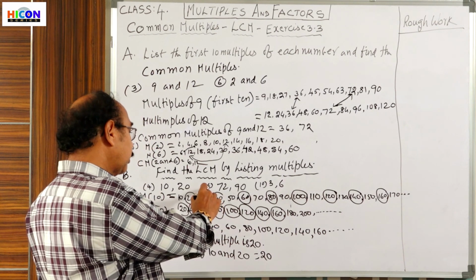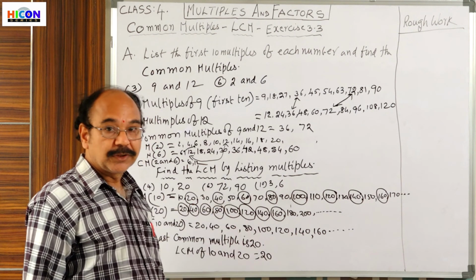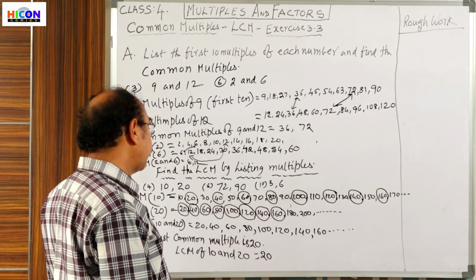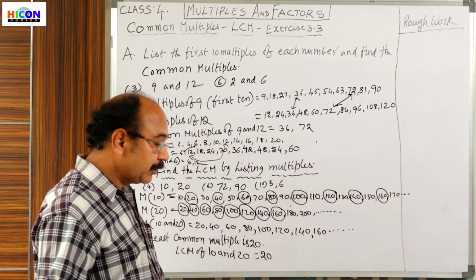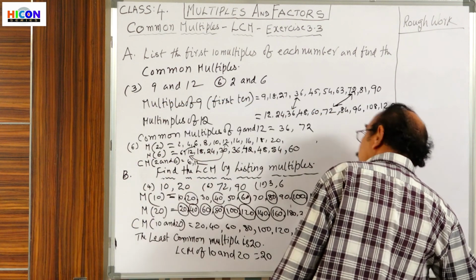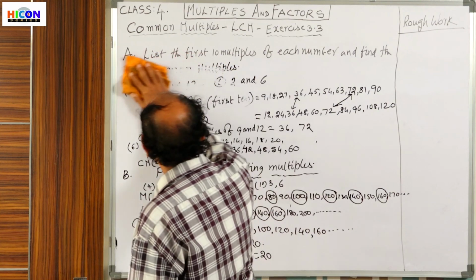Now come to the sixth question. 72 and 90. Find the LCM of 72 and 90. That means just by taking some big numbers, let us write. Okay, children.